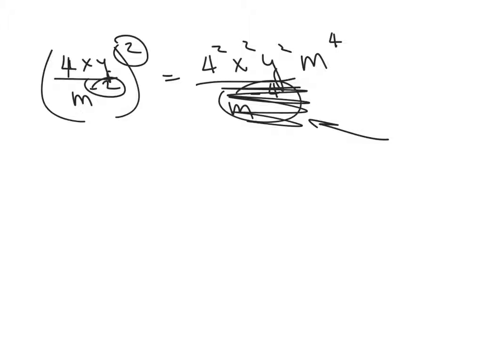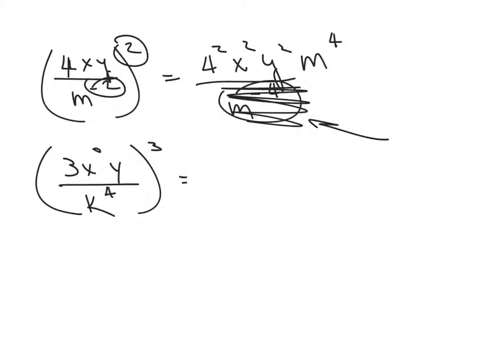All right, let's try the next one. 3x to the 0 power y over k to the 4th power, and we will put that in parentheses with a 3. So 3 cubed, x to the 0 times 3 is 0, y to the 1 times 3 is 3, over k to the 4 times 3 is 12.